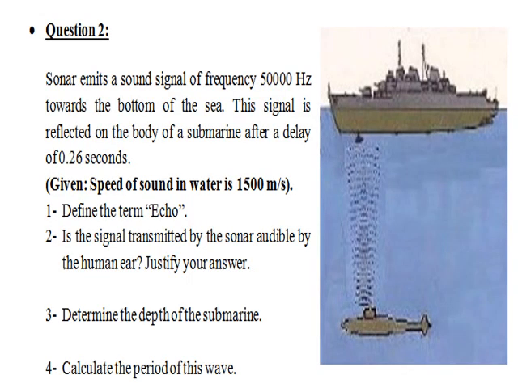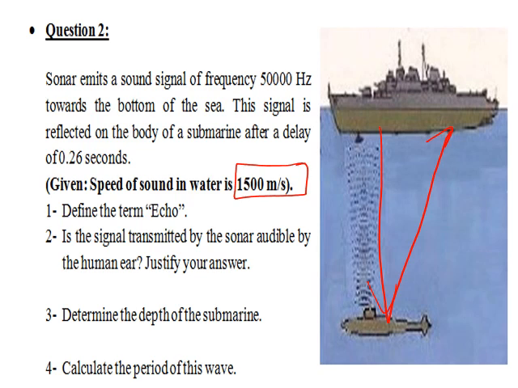Moving to question number 2. Question number 2 is talking about the sonar. So sonar emits a sound signal of frequency 50,000 hertz toward the bottom of the sea. This signal is reflected on the body of the submarine after a delay of 0.26 seconds. So this comes down and it goes back with a delay of 0.26. Given the speed of sound in water is 1,500 meters per second.